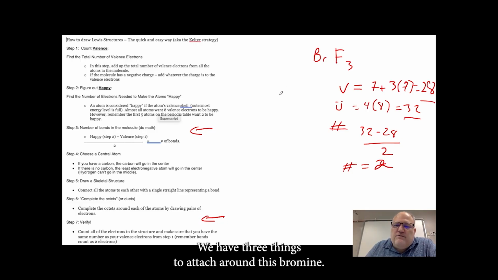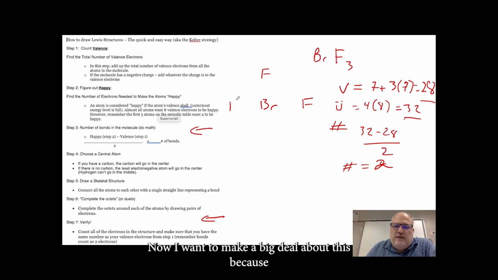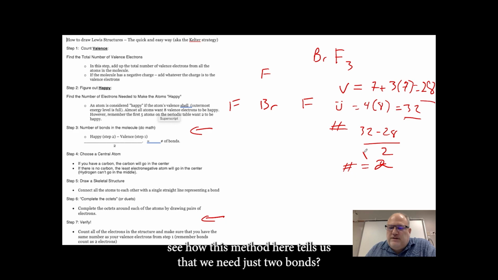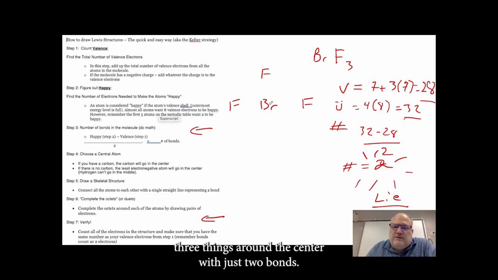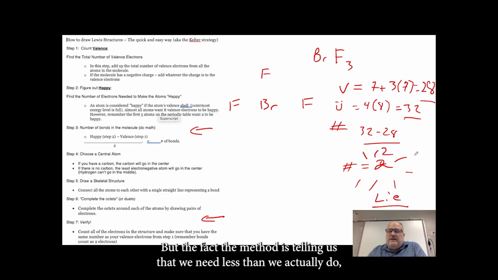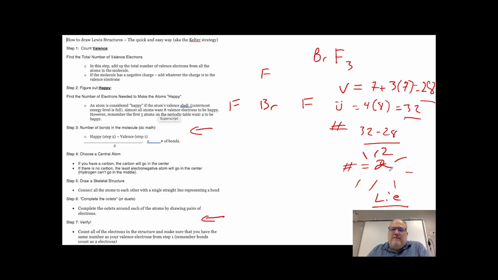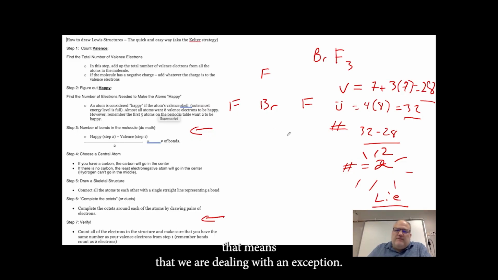We have 3 things to attach around this bromine. So the way we're going to do this is we're typically going to just put our Br in the middle, and we're going to attach all of the fluorines on the outside. Now, I want to make a big deal about this, because see how this method tells us that we need just 2 bonds? That is a lie. There's no way to put together 3 things around the center with just 2 bonds. But the fact that the method is telling us that we need less than we actually do means that we are dealing with an exception.